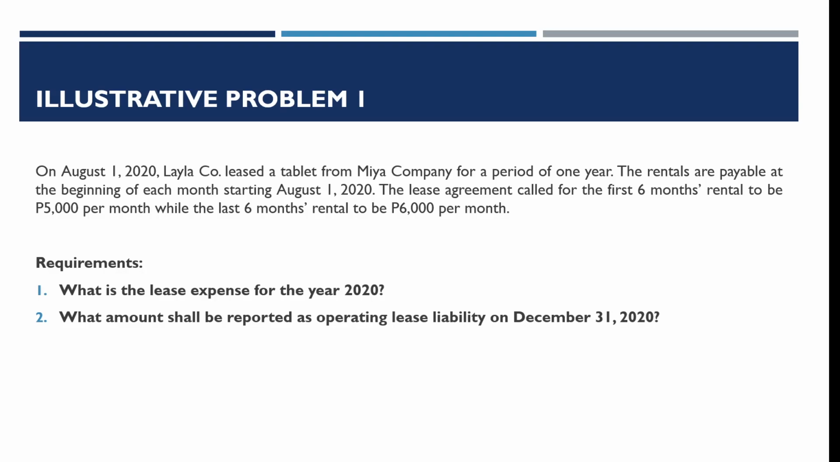Problem number 1. On August 1, Layla Company leased a tablet from Mia Company for a period of 1 year. Rentals are payable at the beginning of each month starting August 1. Lease agreement called for the first 6 months rental to be 5,000 per month, while the last 6 months rental to be 6,000 per month. What is the lease expense for the year 2020? What amount shall be reported as lease liability December 31, 2020?